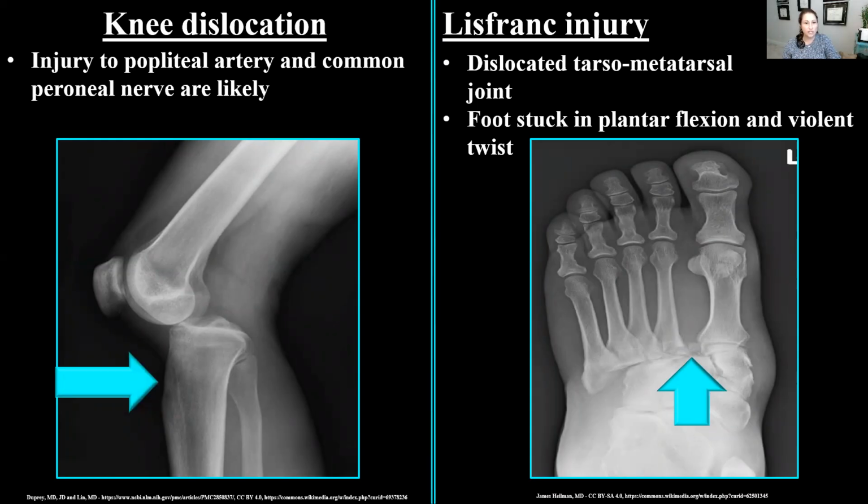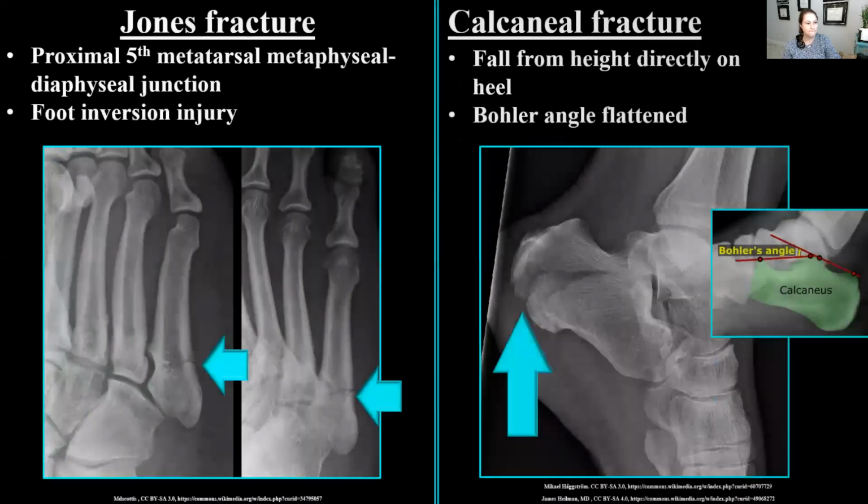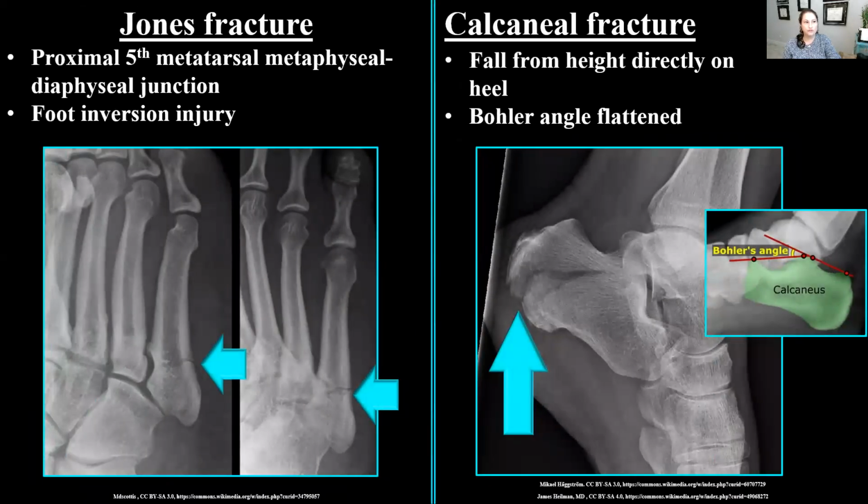This is a dislocated tarsometatarsal joint, and you can see that blue arrow at that location there. Jones fracture. This is a fracture at the proximal fifth metatarsal, the metaphyseal-diaphyseal junction. This is usually due to some kind of foot inversion injury.